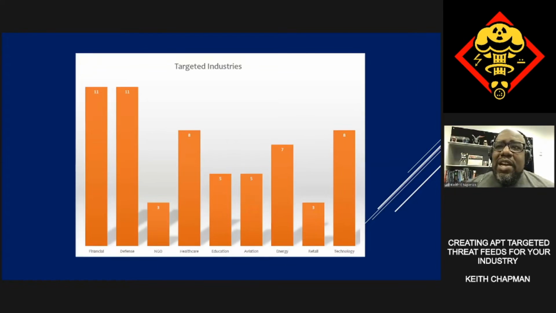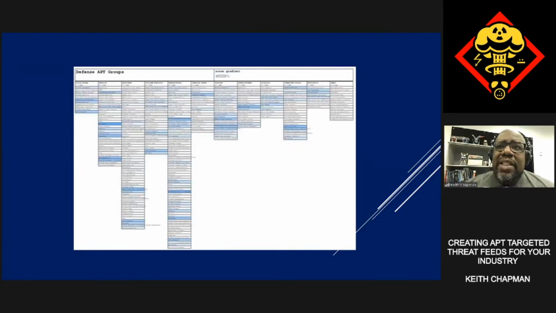This chart shows a number of APT groups targeting each industry. Financial and defense are the two most heavily targeted in my research. This was the initial visualization that I made. This highlights the techniques of APT groups that target defense.